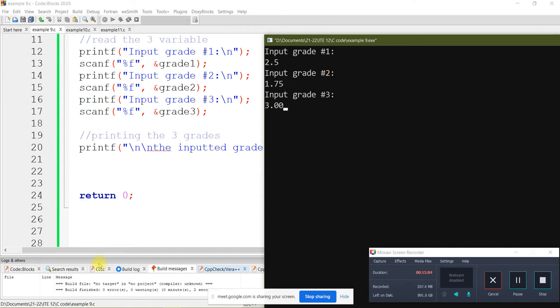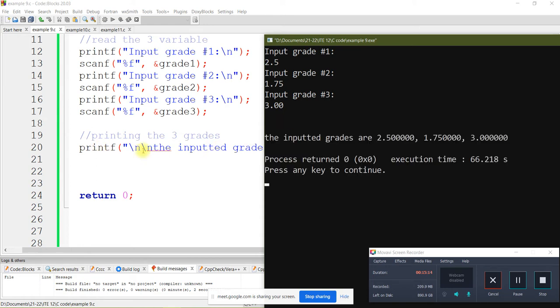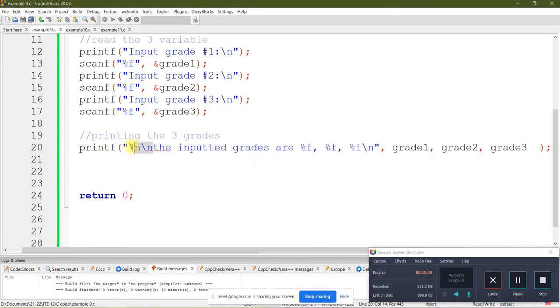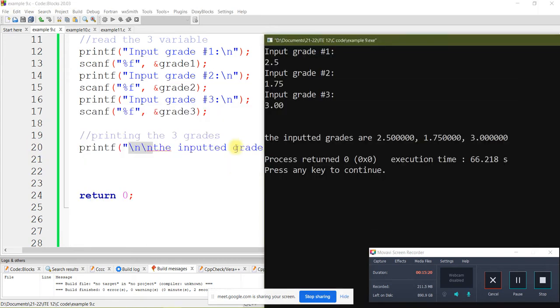So, of course, when we press enter now, it will automatically print, right? After the scanf of grade 3, when we press enter, the print should follow. So when we enter, we encountered 2 new lines. So those 2 new lines become a space. The inputted grades are 2.5, correct, 1.75, and 3. Okay, so it works.